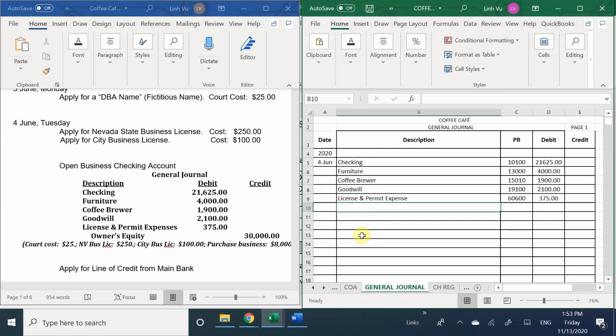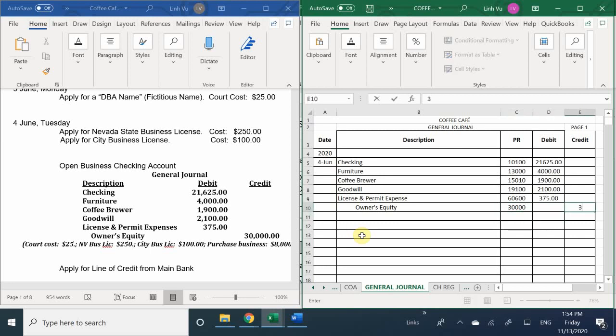All right, and then lastly, how do we enter in a credit? Correct. Owner's equity. I believe this account number was 30,000. And it's also the same as the amount.